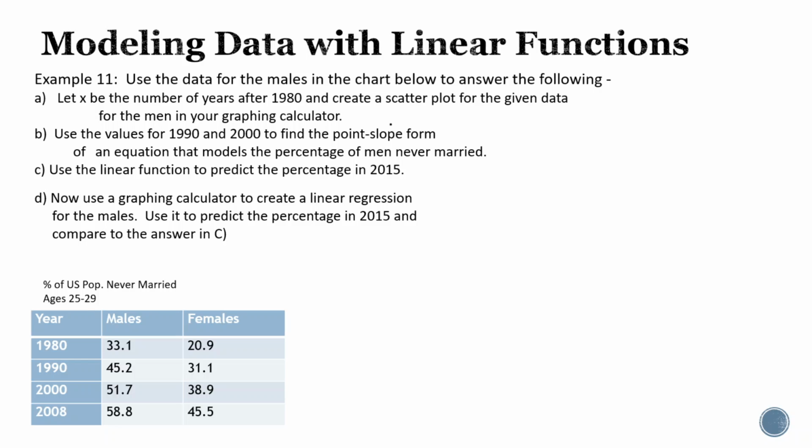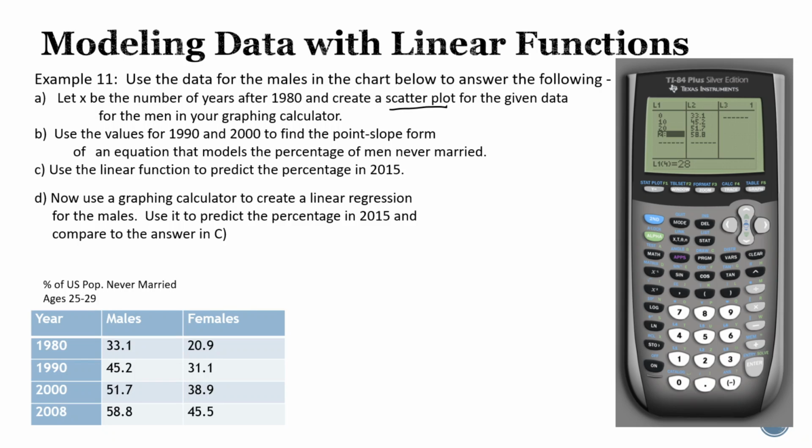Well, the first thing we might do is do a scatter plot for the data to see what it's looking like. So we're going to put it in our calculator. You can use this stat button to edit your list and put in your data. And notice I'm letting 1980 be year 0. So this is year 0, 10, 20, and 28.